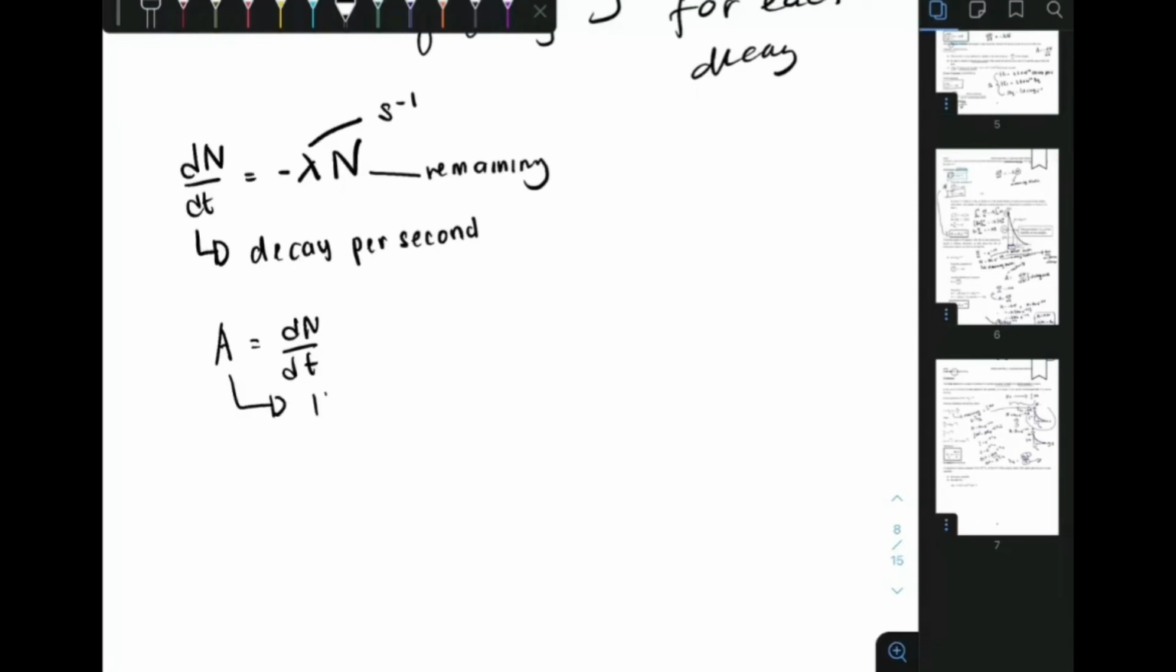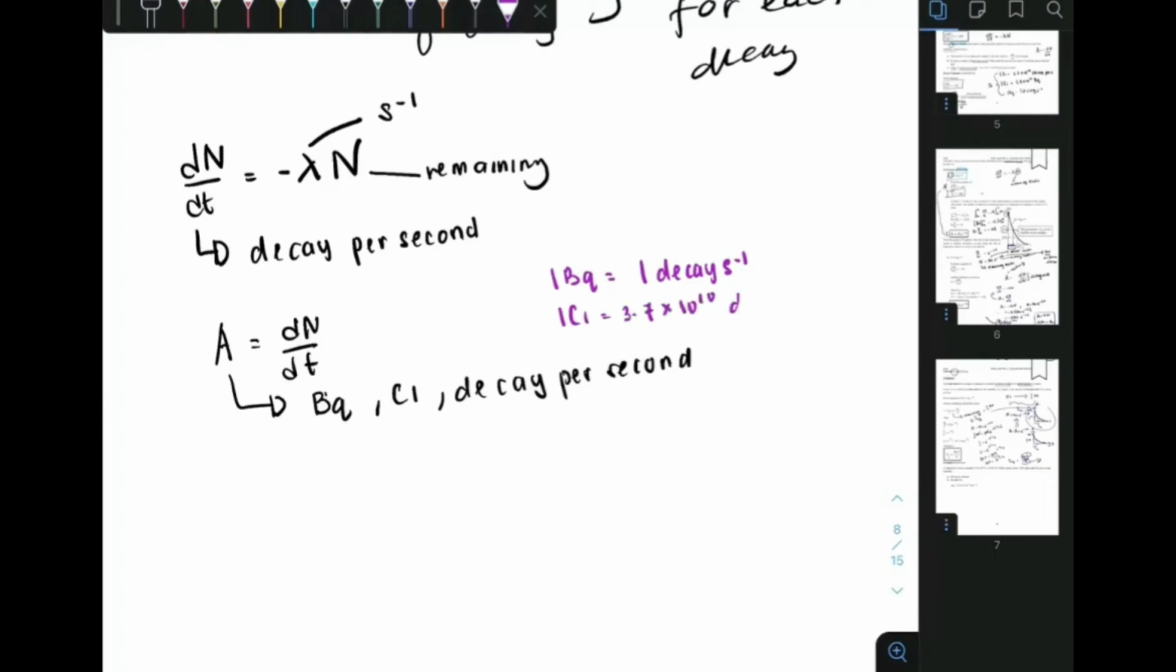SI unit dia adalah becquerel dekat sini, ataupun Curie, bukan SI unit, ataupun decay per second dekat sini. So dia ada 3 unit. Semua 3 unit ini awak kena tahu dia punya unit conversion. 1 becquerel is equals to 1 decay per second. 1 Curie is equals to 3.7 times 10 to the power 10 decay per second. Awak kena tahu SI unit, awak kena tahu dia punya unit conversion dekat sini.